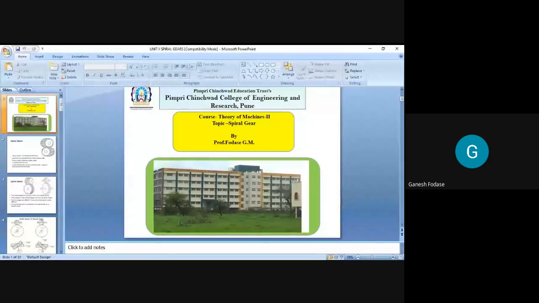This slide is visible. Spiral gear. Yes, sir.